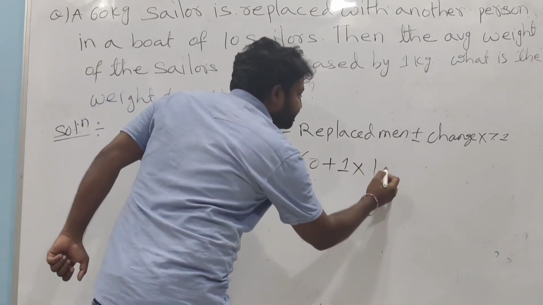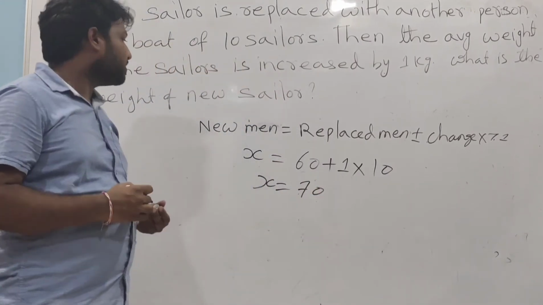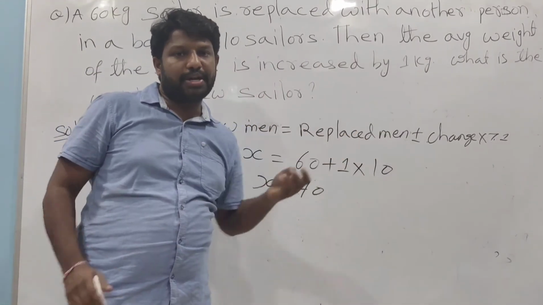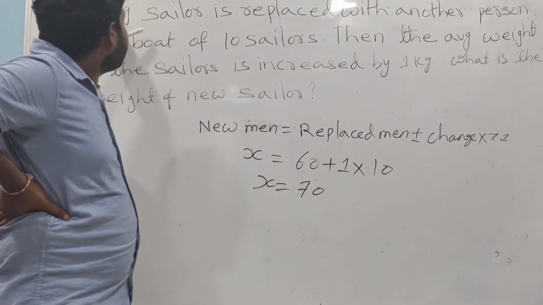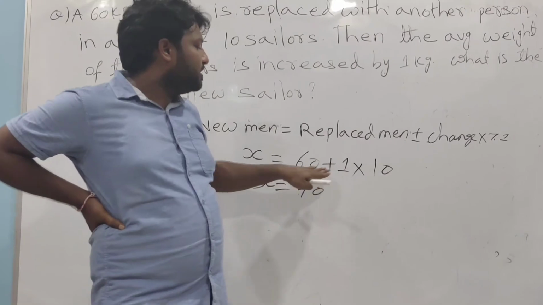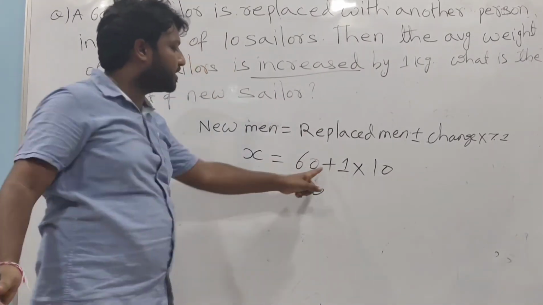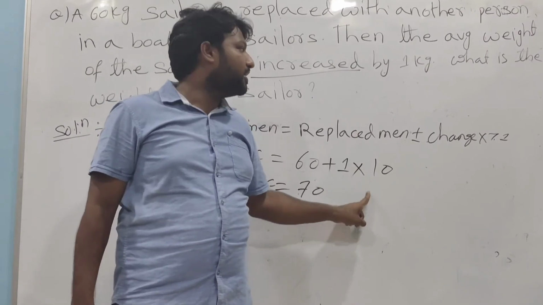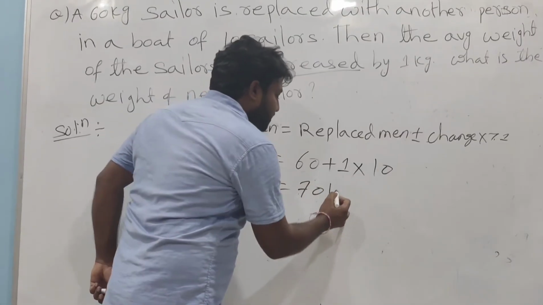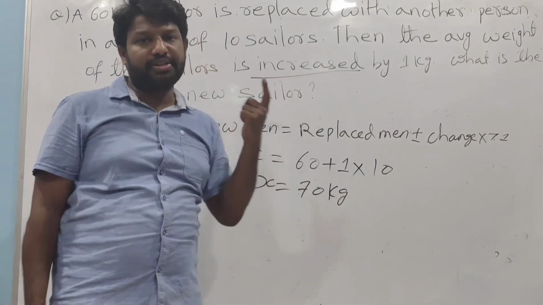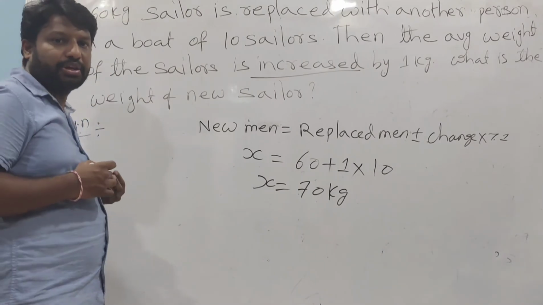So this x value is nothing but 60 plus 10, which is 70. Okay. New man is equal to replacement plus or minus change into total innings. I don't know the new man's weight, so I am taking x. The replacement weight is given as 60. So 60 plus or minus. The average is increased by 1 kg. That's why I am taking plus. How much change? 1 into total. Total is 10. So the x value is 70 kg. The new man's weight is nothing but 70 kg. A 70 kg man is replacing a 60 kg man. Okay.